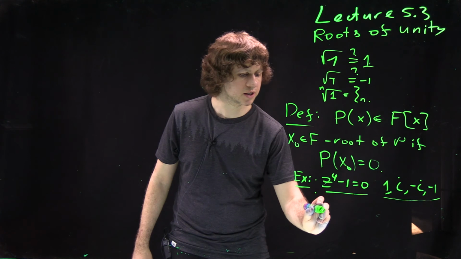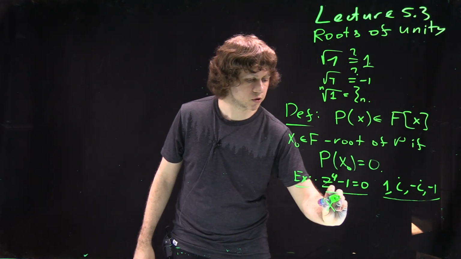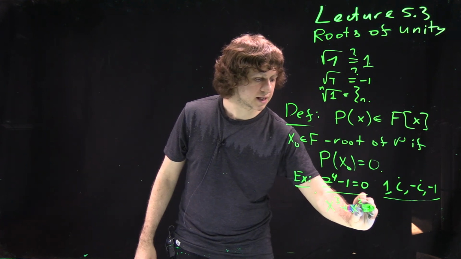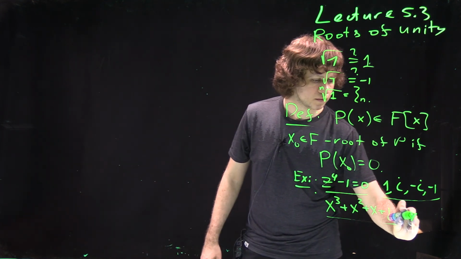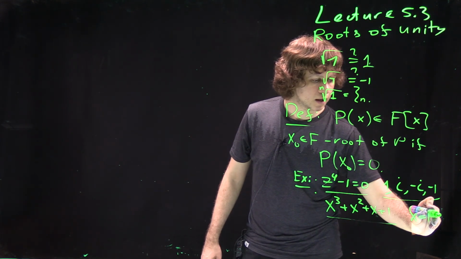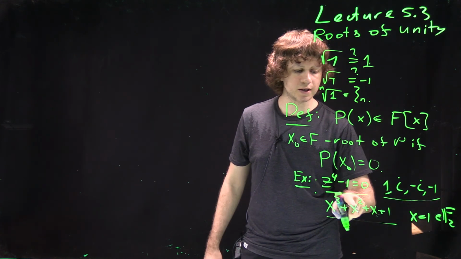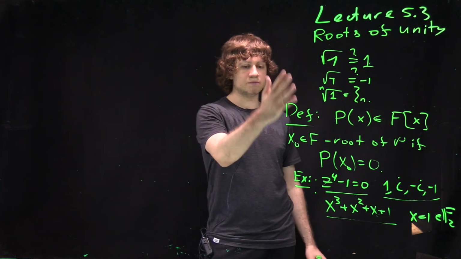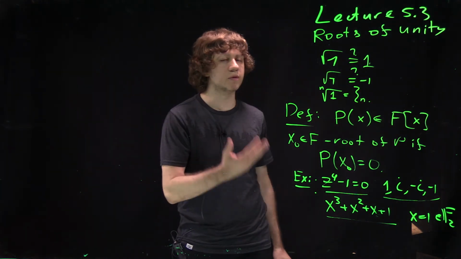And as another example, let's take the field with 2 elements, and you can take the polynomial x cubed plus x squared plus x plus 1. This one has a root x equal to 1 in the field with 2 elements, because when you plug in 1 here, you get 1 plus 1 plus 1 plus 1, which is 0. So that's the definition, and the natural question is how many roots a polynomial might have.